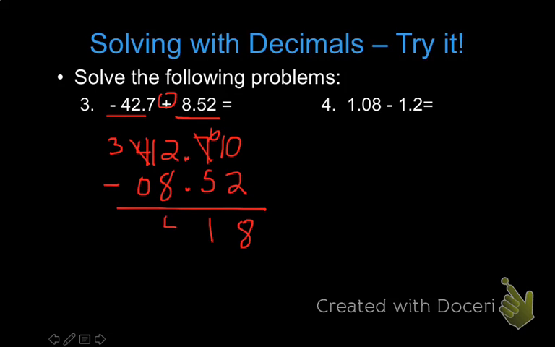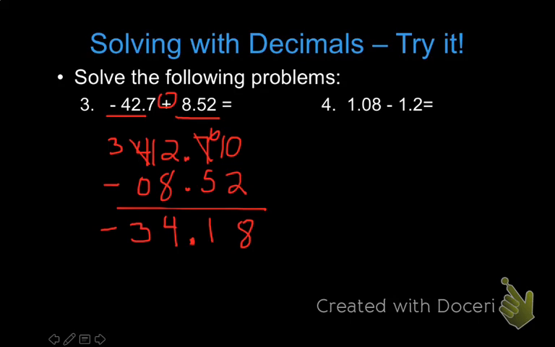12 minus 8 is 4. 3 minus 0 is 3. The decimal comes straight down to give me 34.18. However, I also need to double check that I have the right sign in my answer. I look back at my original problem and notice that 42.7 is bigger than 8.52. So my answer is going to be a negative number, negative 34.18.